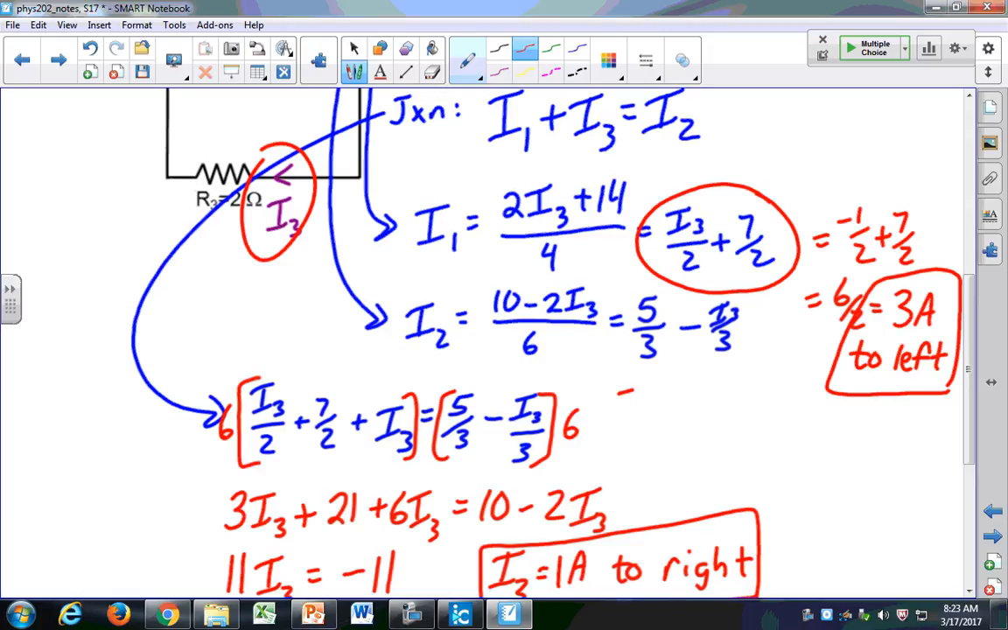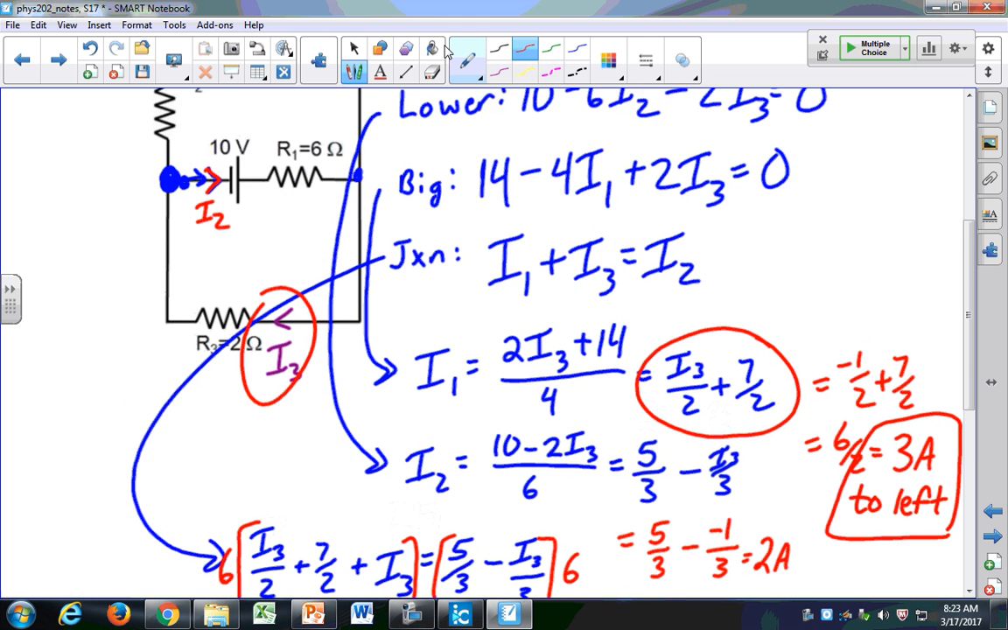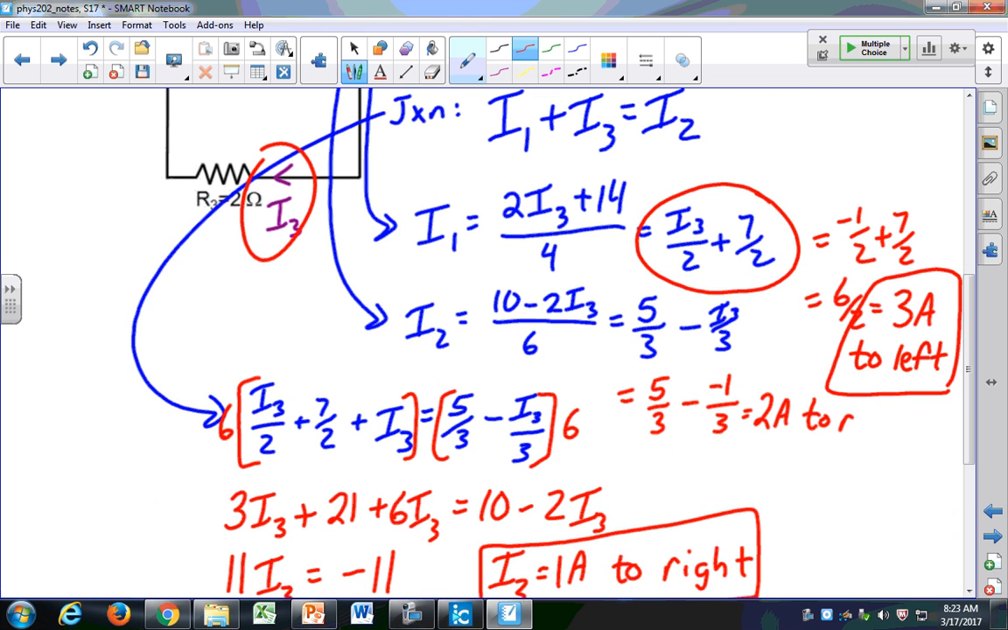And then I2 is going to be 5/3 minus negative 1 over 3. So that's 2 amps. So I2 is going to be 2 amps to the right, because it comes out positive. Just because we get I3 negative doesn't mean the other two are wrong. But you have to keep your values as positive or negative until the very end. And then when you get to the end, you say, oh, I3 was negative, that means I chose the direction incorrectly. Not a big deal, you just switch the direction. That's what that negative means.